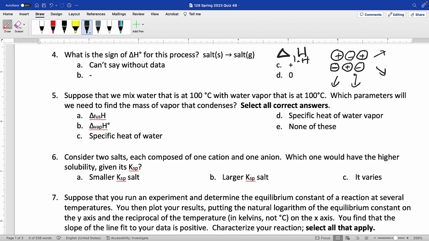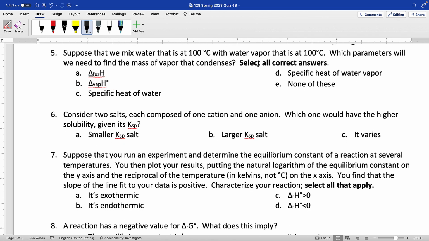So we're breaking ion-ion bonds. Breaking bonds costs energy. So that means that it's going to be endothermic, right? It's going to cost us energy. We have to put energy in to get this to happen. So it's a positive number. Okay, and just to remember the vocab for that, if it's a positive delta H, we say it's an endothermic reaction, right? We have to put energy in.